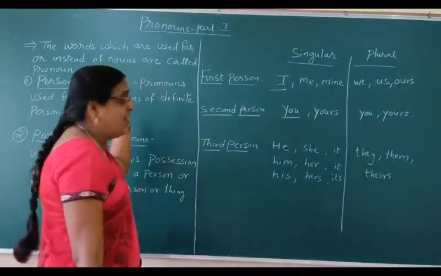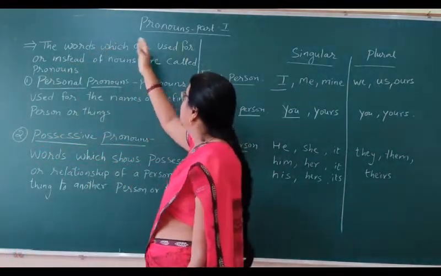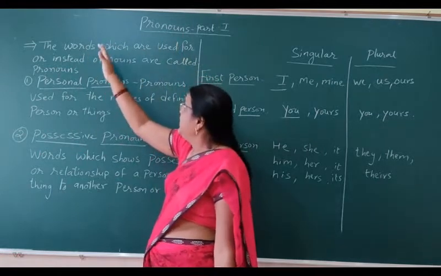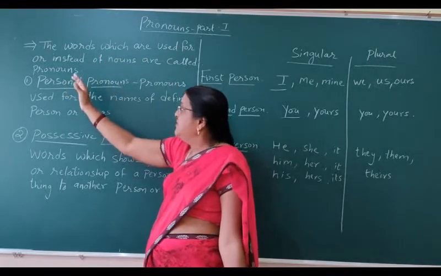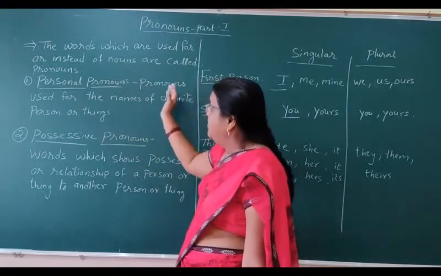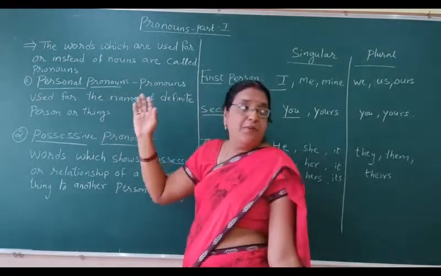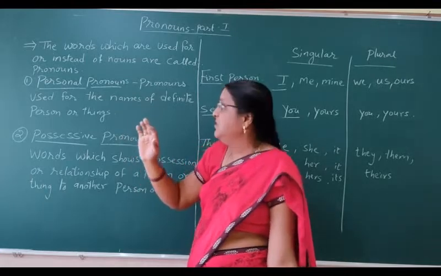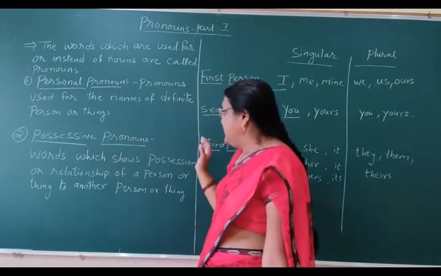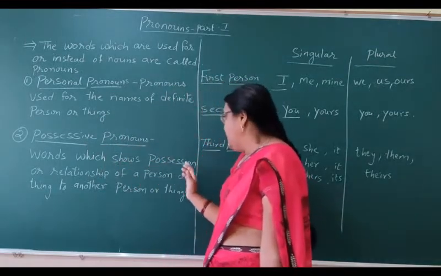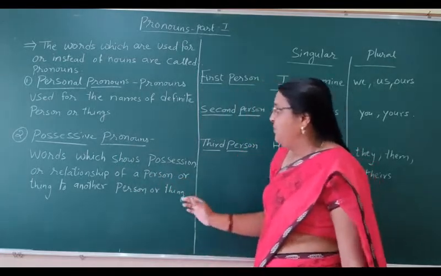Okay, students? Now let us revise once more. What are pronouns? The words which are used for or instead of nouns are called pronouns. The first type of pronoun is the personal pronoun. Pronouns used for the name of a definite person or thing, that means a particular person or thing, are known as personal pronouns. Possessive pronouns are words which show possession or relationship of a person or a thing to another person or thing.